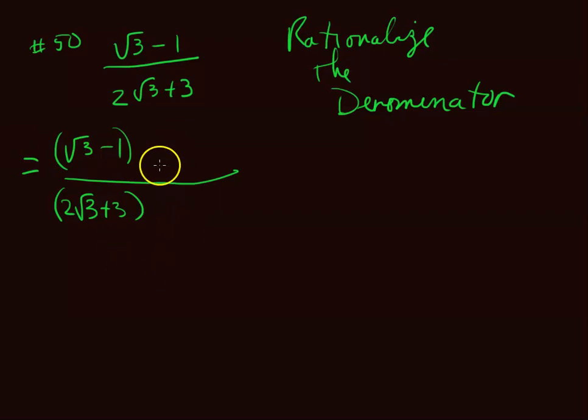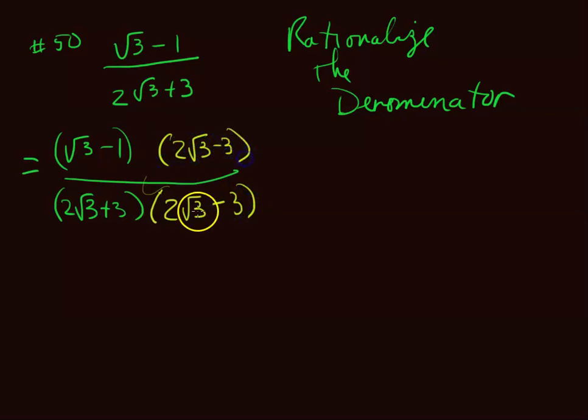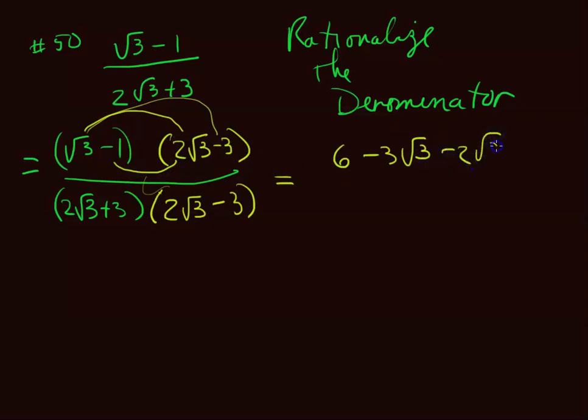When you see things like this, you use the difference of two squares idea and say, okay, this is going to be 2 square root of 3, not plus 3, but minus 3. Do that to the numerator. So the numerator, let's see, this is 2 times 3, or just 6. This is negative 3 square roots of 3. Here's a negative 2 square roots of 3. And a negative times a negative is positive 3.